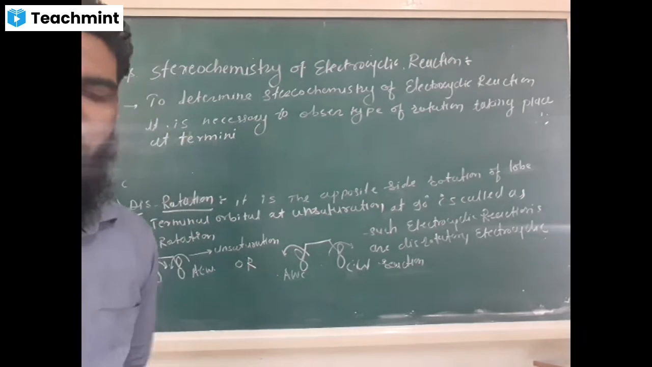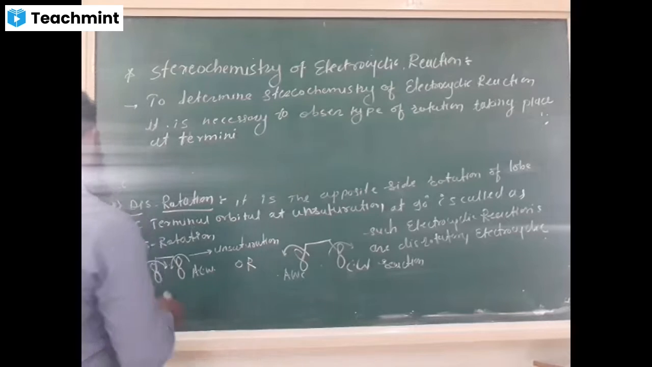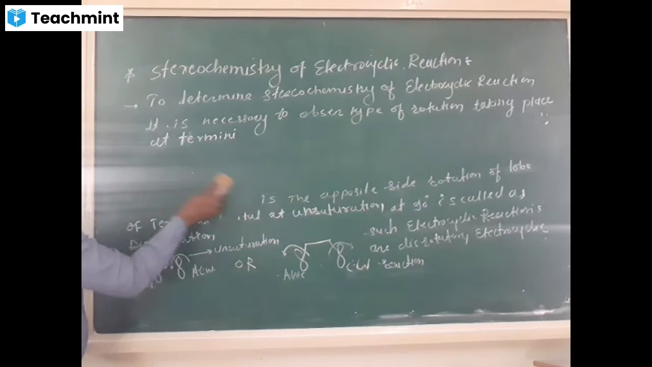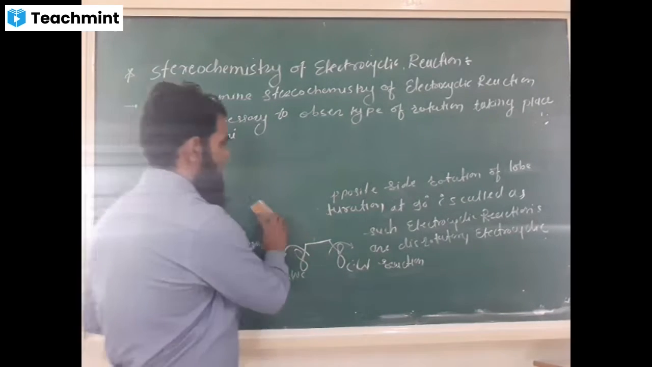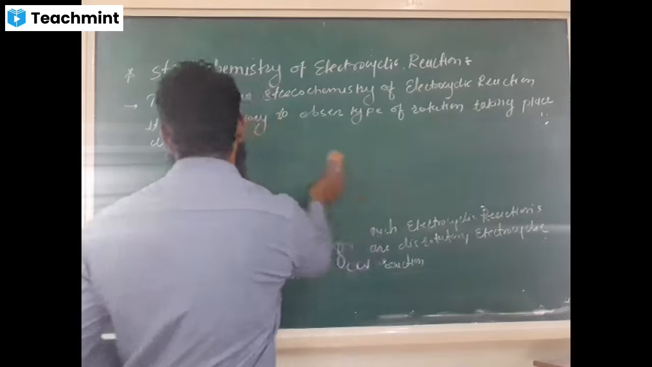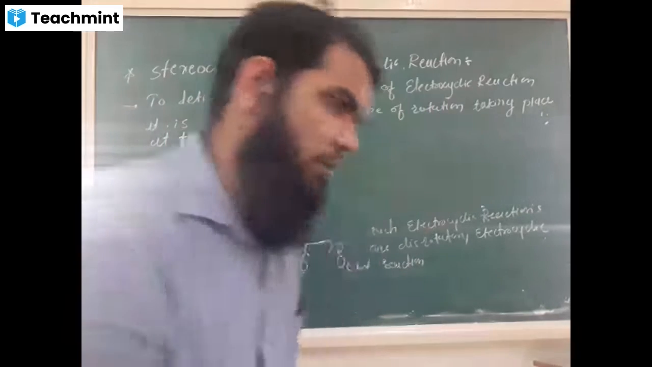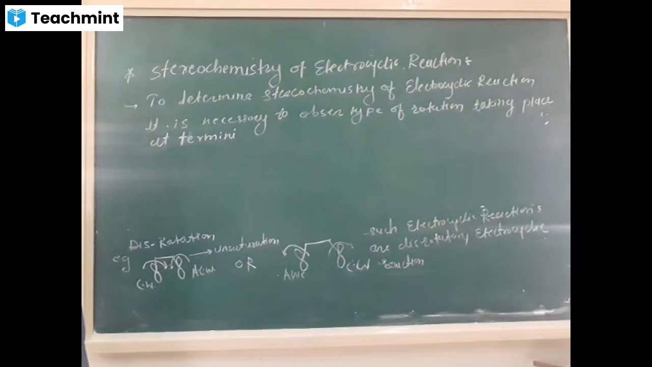So what happened? I will point out some things over here. If conrotatory electrocyclization reaction takes place at the termini of a properly substituted substrate, if conrotation takes place, then stereochemistry of starting material is retained and the product will form with the same stereochemical feature.